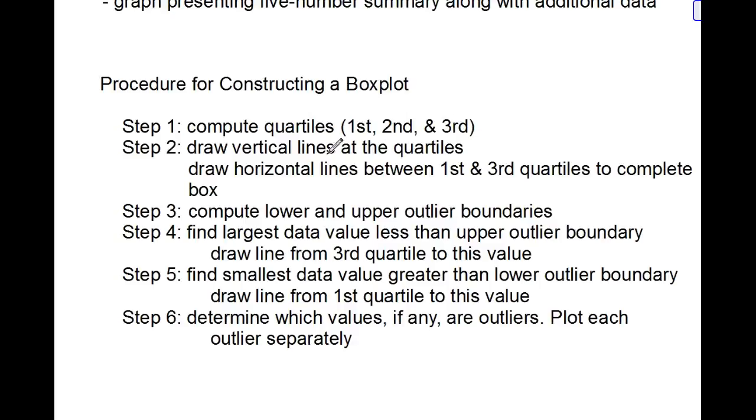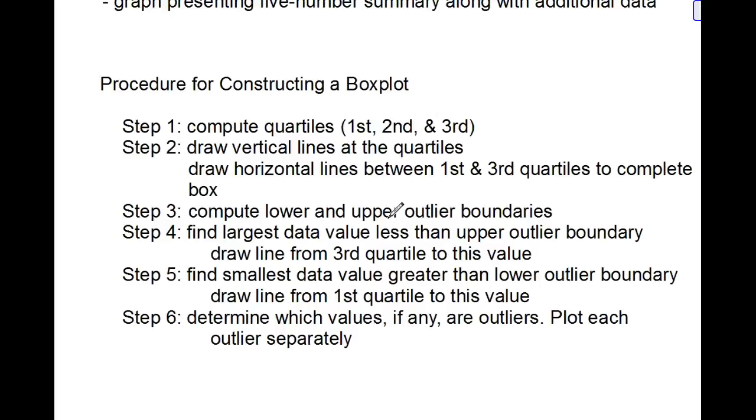We find our quartiles, and then we draw vertical lines at those quartiles. And then we draw horizontal lines between the first and third quartile to make a box. We also find any outliers and everything. We have to compute our lower and upper outlier boundaries.